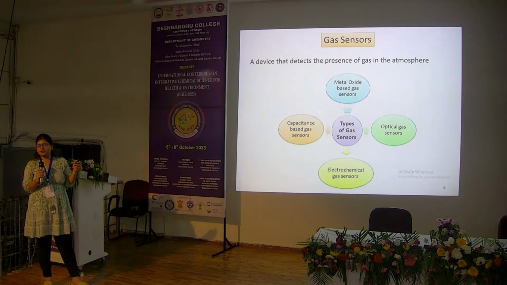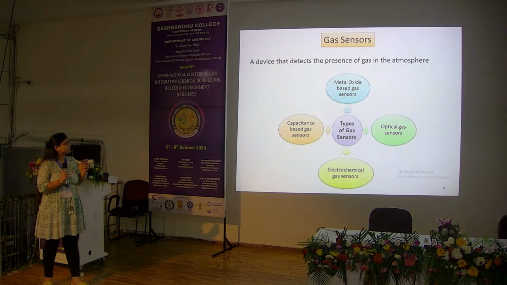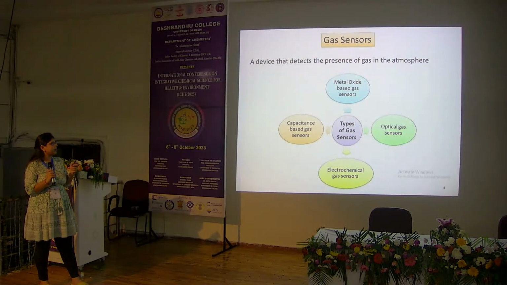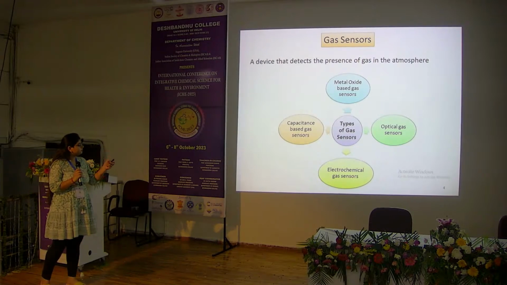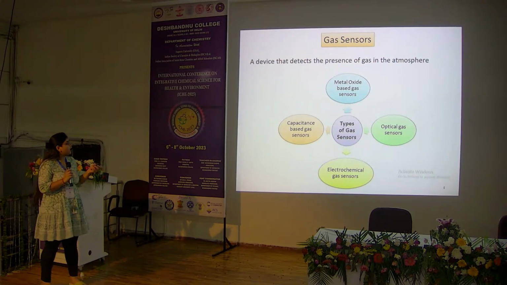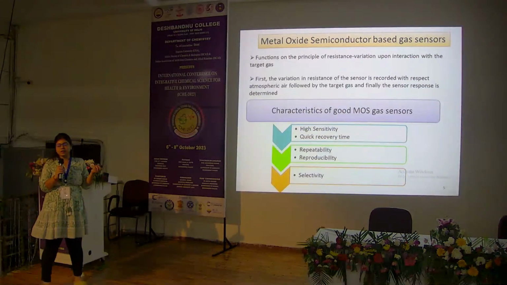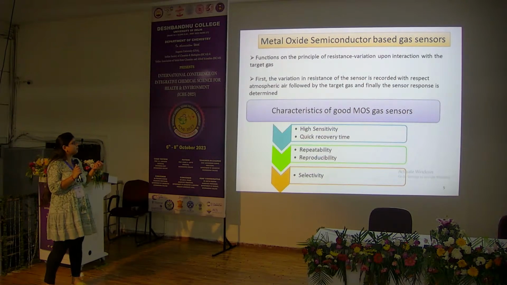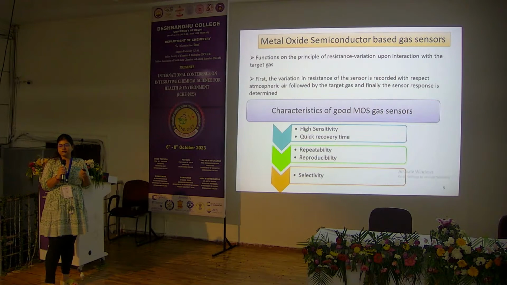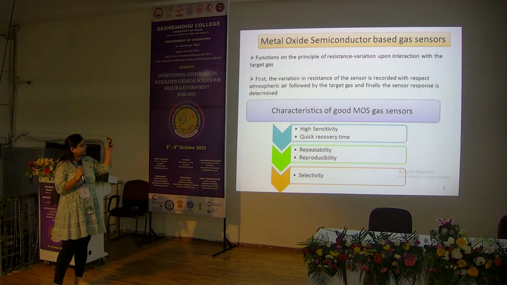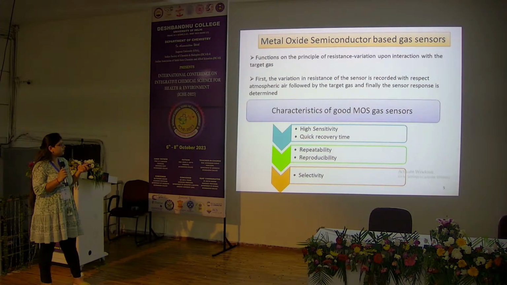So, in order to detect NO2 gas, we require gas sensors. Gas sensors are basically devices that detect the presence of a particular type of gas in the atmosphere. There are different types of gas sensors, such as metal oxide based gas sensors, optical gas sensors, electrochemical gas sensors, capacitance based gas sensors, and many more. Our work is focused on metal oxide semiconductor based gas sensors. They function on the principle of resistance variation upon interaction with the target gas. First, the resistance is measured in atmospheric air, then the resistance is measured in the target gas, and finally the sensor response is calculated.